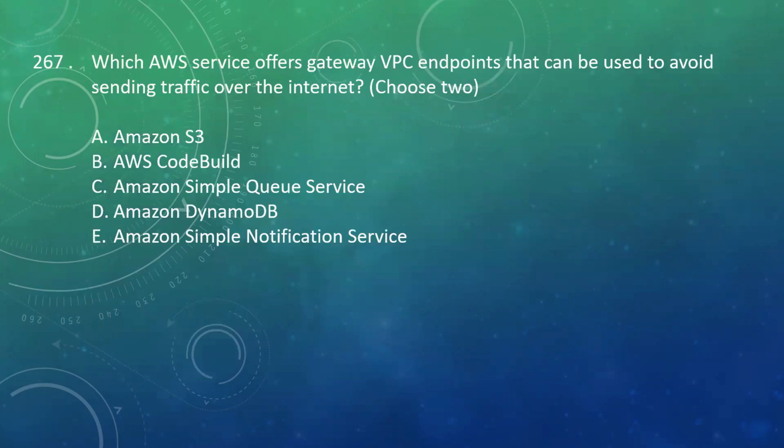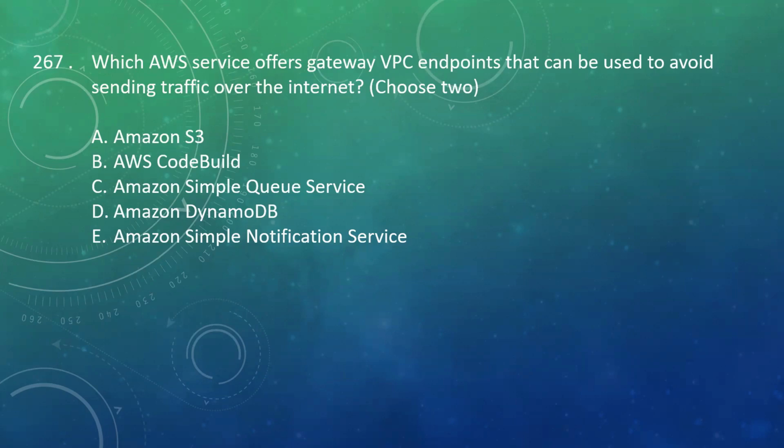Question number 267 of the series. Which AWS service offers gateway VPC endpoints that can be used to avoid sending traffic over the internet? And you need to choose two correct options here, and you have been given 5 options, which are Amazon S3, AWS CodeBuild, Amazon Simple Queue Service, Amazon DynamoDB, and Amazon Simple Notification Service.